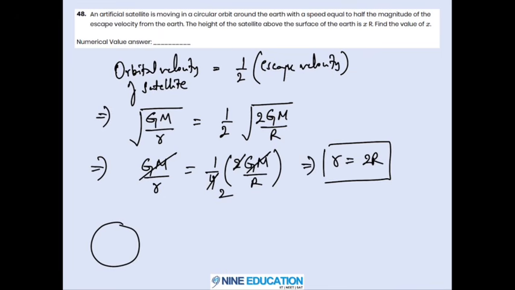So basically, if this is the planet and this is the satellite, this distance is 2R. So what is the height of the satellite from the surface of the earth? Height is equal to 2R minus R, which is R. That is equal to xR, as given. This implies x is equal to 1. So the answer is 1.